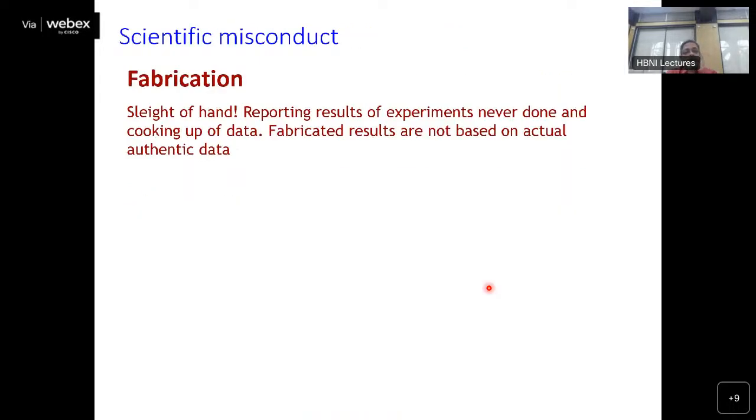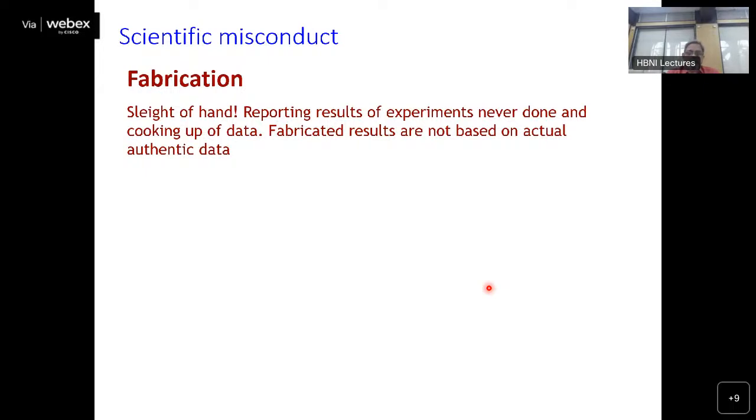Then we come to the big three. First, fabrication. So what is fabrication? Fabrication of data. Why is it called a scientific misconduct? Fabrication is one of the worst misconducts which can happen. You report results of experiments which have never been carried out, and this data is all cooked up by some means or the other. These fabricated results are not based on actual authentic data at all.